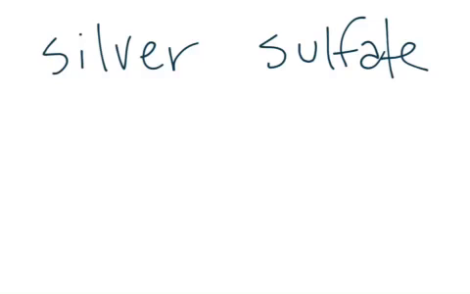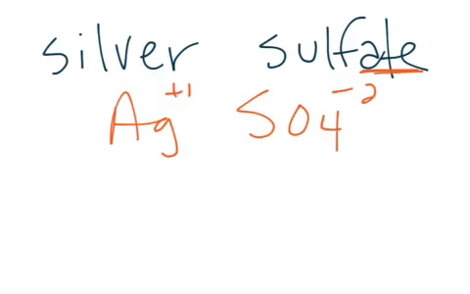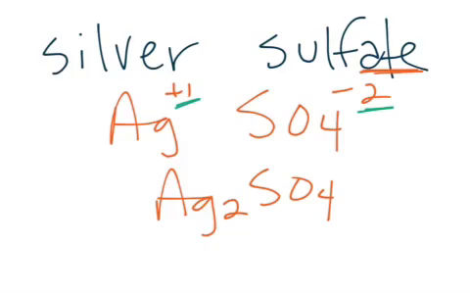Alright, silver does not have a Roman numeral because it's always +1, so Ag +1. Sulfate, I know, is a polyatomic ion because of that different ending. SO4 -2. So now we have that difference in charge, which means that we're going to need to have 2 silvers to balance out 1 sulfate. So we change the symbol to Ag2SO4.